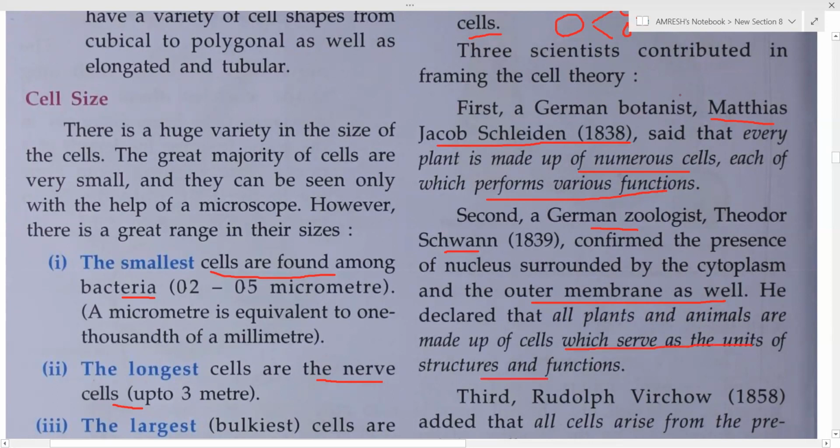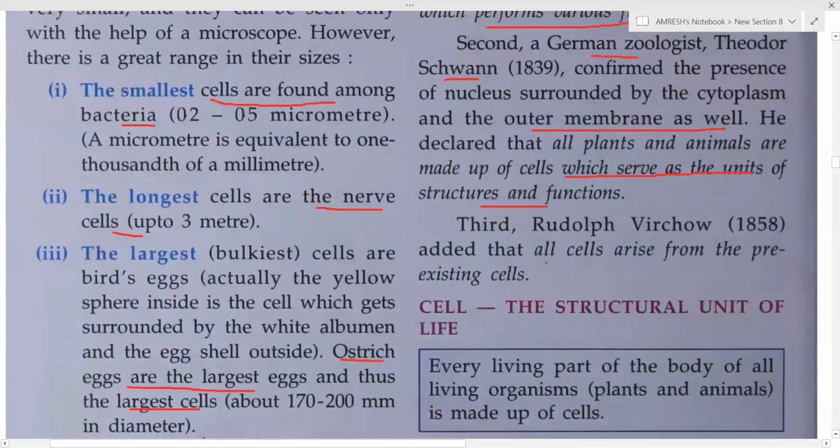Schleiden told that a plant is made up of numerous cells. He did not tell about animals. But Schwann, the German zoologist, told that every cell has a nucleus surrounded by cytoplasm and an outer membrane, and also told that every plant and animal has the basic structural and functional unit known as the cell. Then Rudolf Virchow finally added that all cells arise from pre-existing cells. So when it comes to cell theory, we have to name three scientists, but basically, if the question comes, cell theory was better explained by Rudolf Virchow.